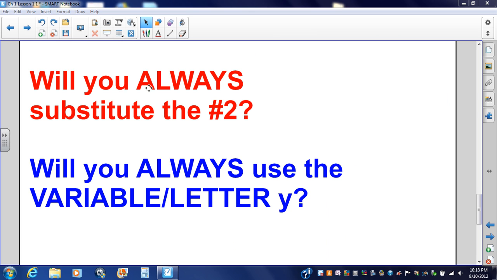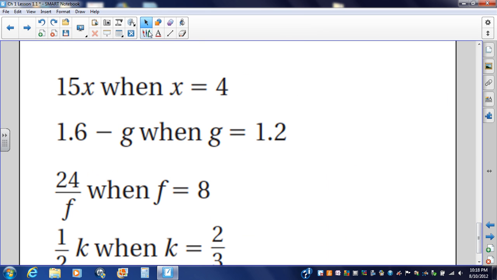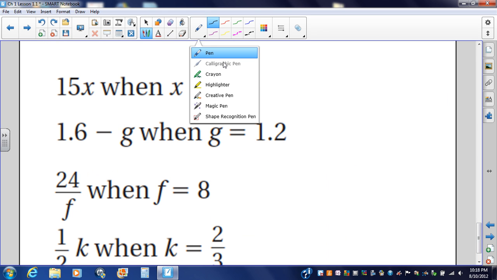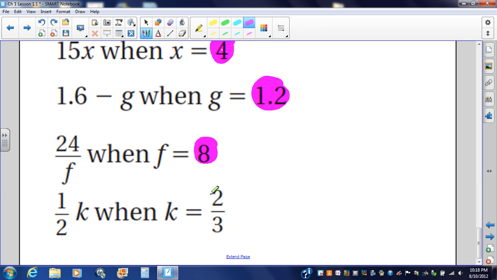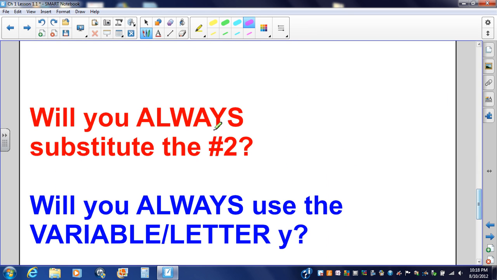All right, guys, as we wrap up this podcast, a couple of key questions to ask yourself. Will you always substitute the number 2? Well, let's see. In this example, we would substitute the number 4. In this example, we would substitute 1.2. Here we would substitute 8. Last problem, we would substitute a fraction. So the question is, are you always going to substitute the number 2? Absolutely not. No.